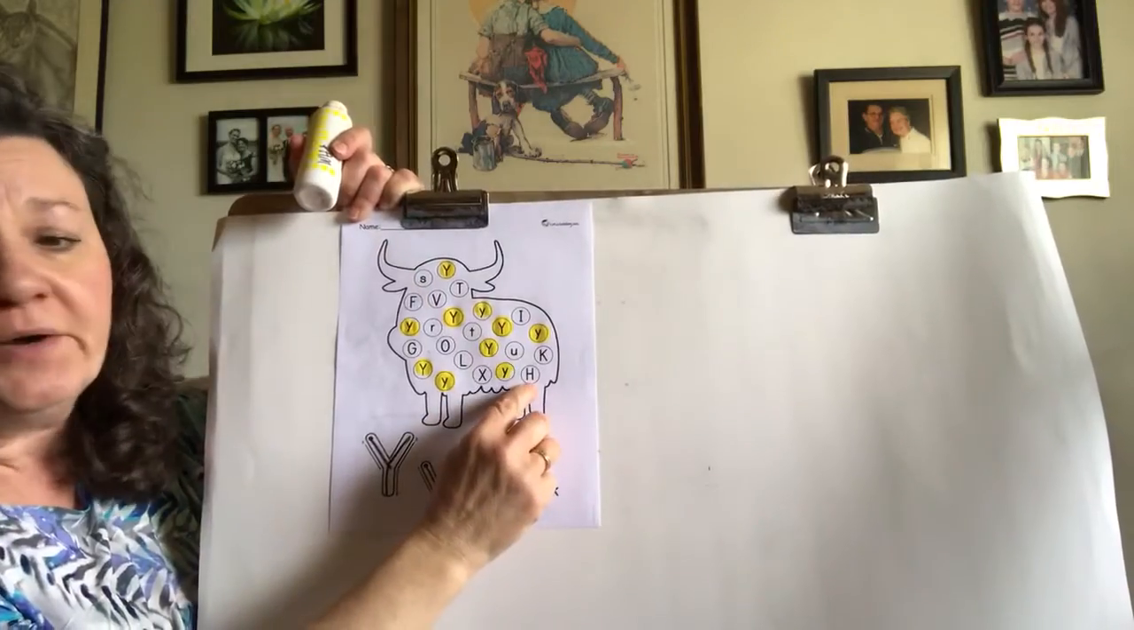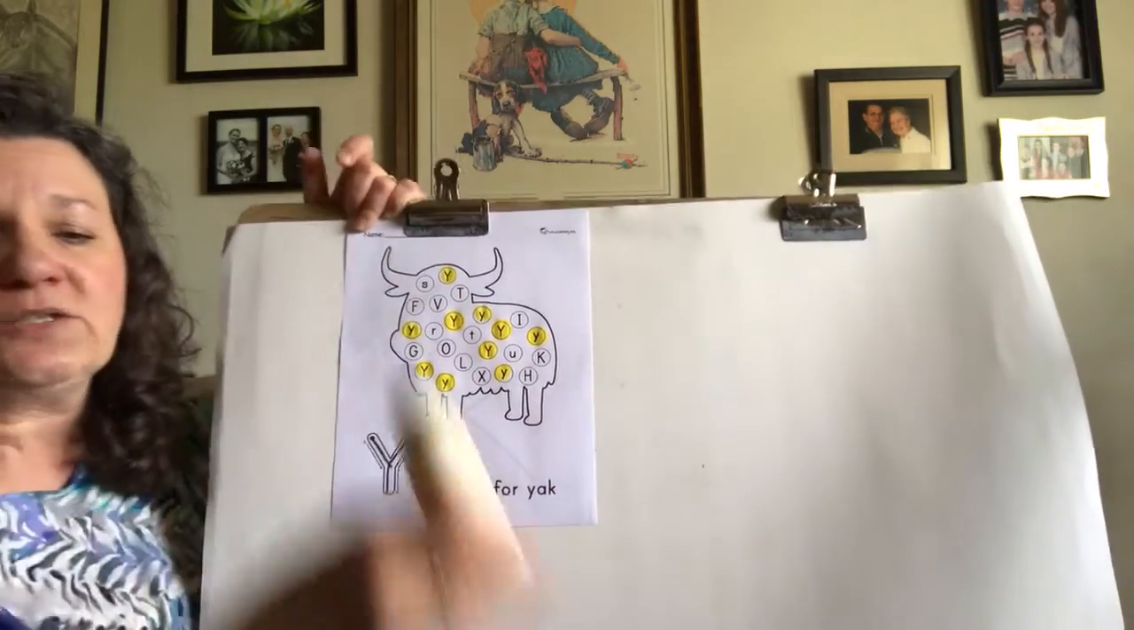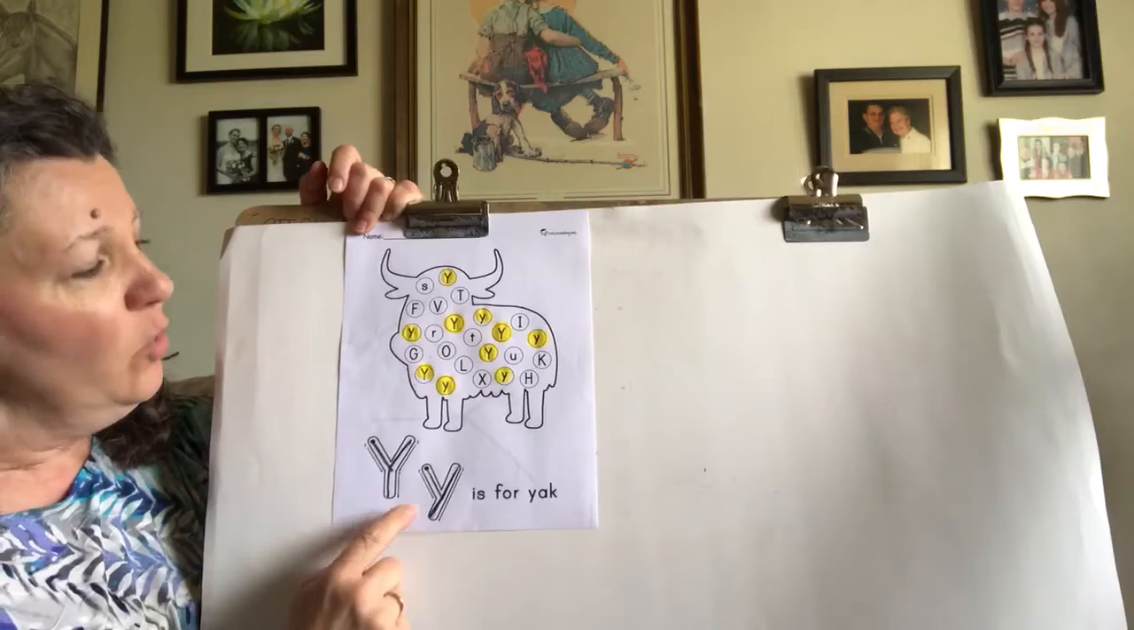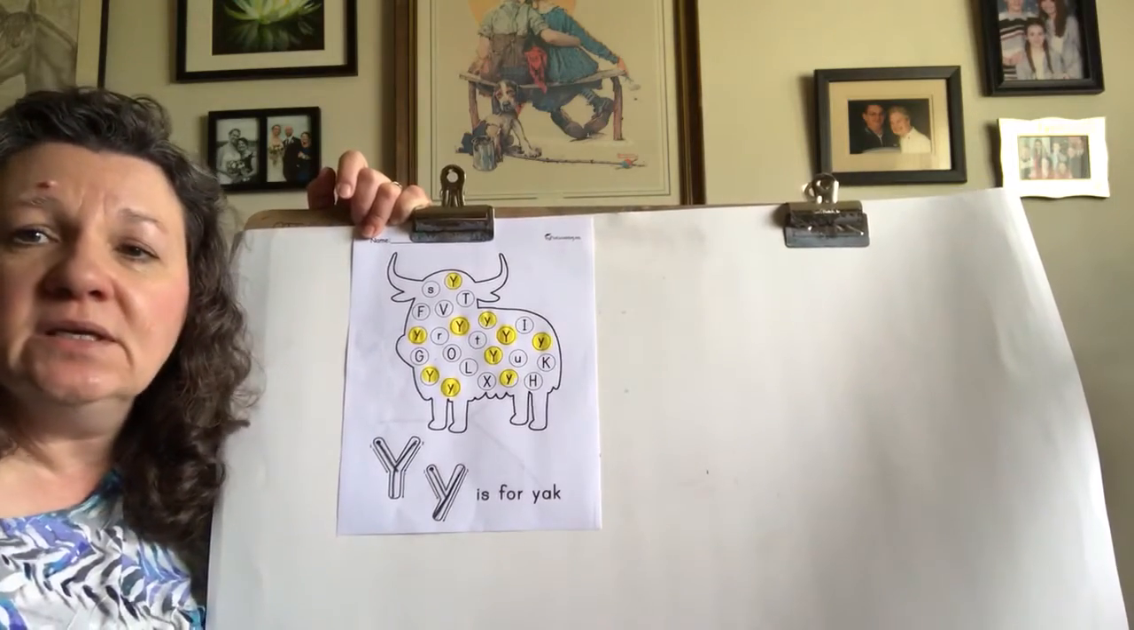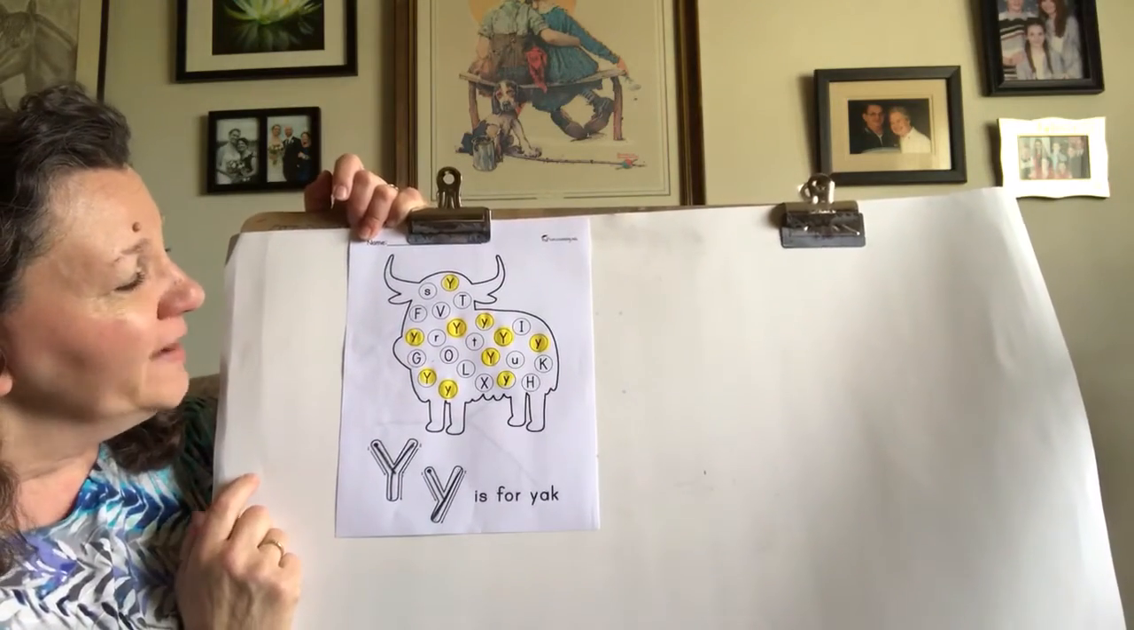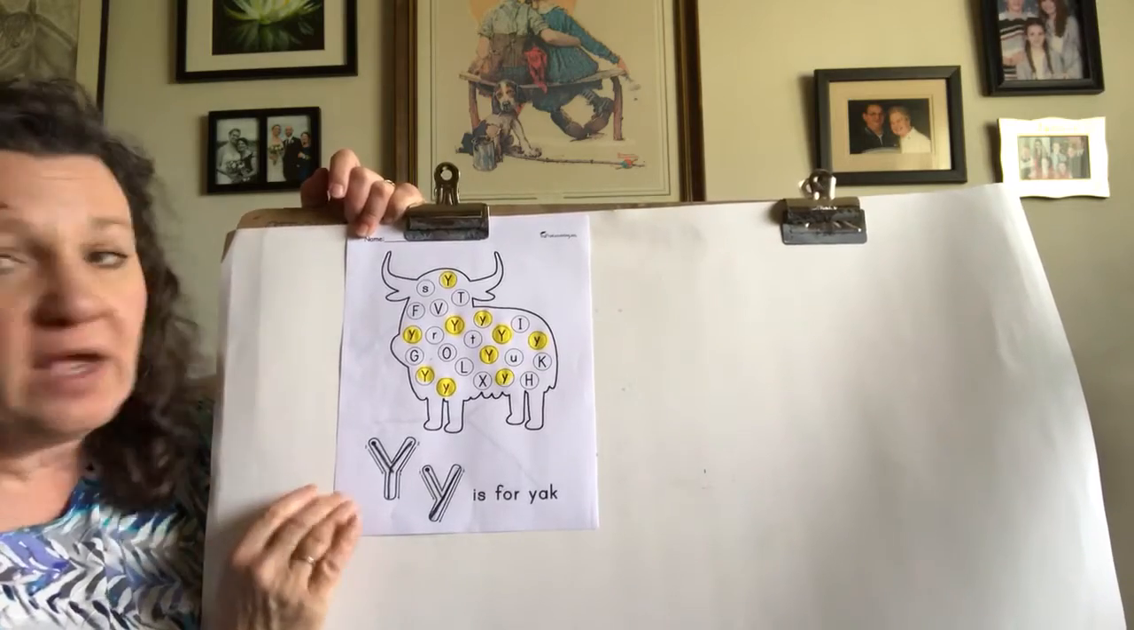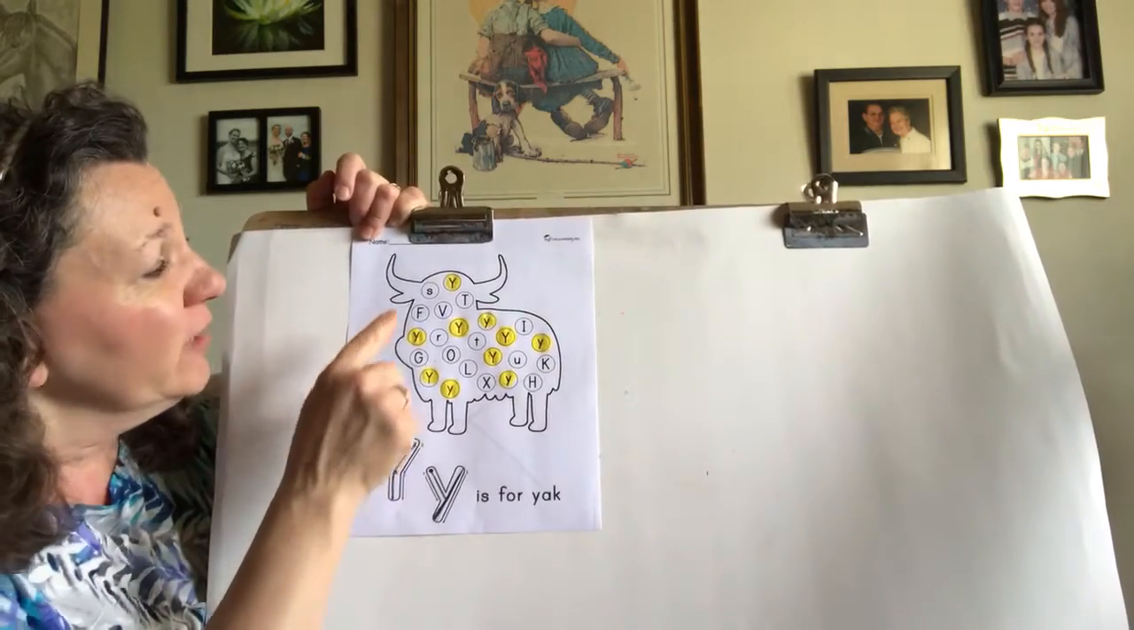And our last one is what letter? H. Okay, so we're looking for the letter Y. Remember, the Y makes the Y sound. Let's see how many Y's we found on our yak. Can you count with me? Remember, point to one at a time, okay?